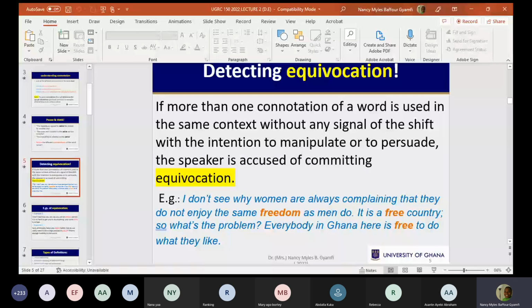Then look at what the person even goes further to say. It says it is a free country. Does that sense of free country mean the same as the first two uses of freedom we have engaged? No.